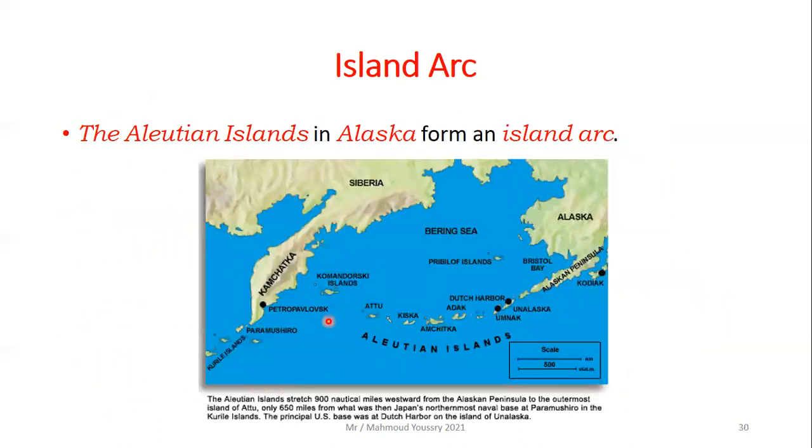We have an example here which are called the Aleutian Islands. Aleutian Islands in Alaska, this is an island arc. When two oceanic plates, one is pushed under the other one, there is a series of eruptions. It forms an island arc.